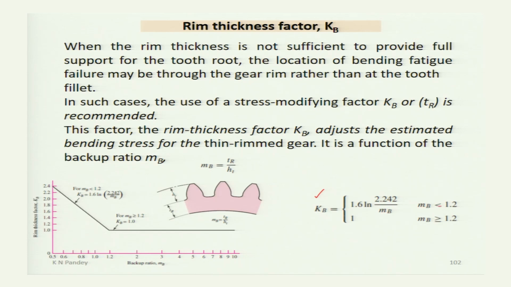if Mb is less than 1.2, and it is equal to 1 when Mb is greater than or equal to 1.2. This Kb may also be obtained from this graph. Knowing the backup ratio Mb, you can get the rim thickness factor.